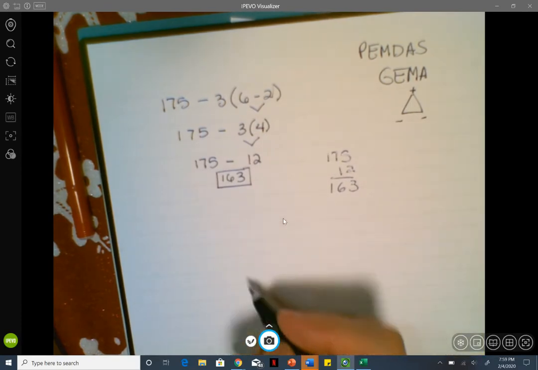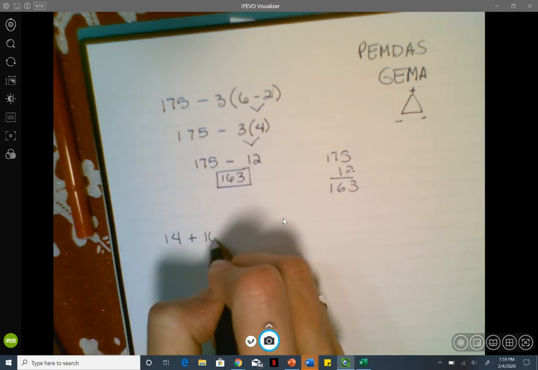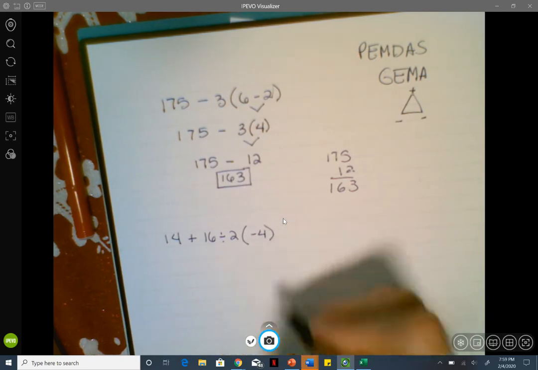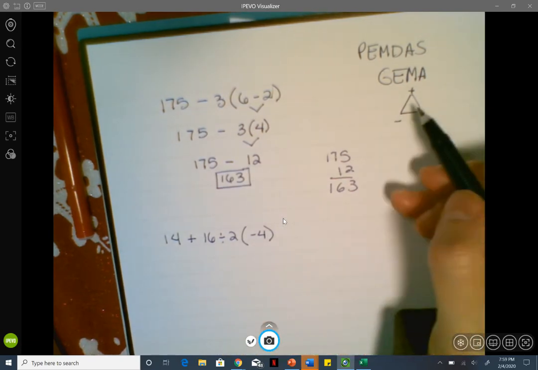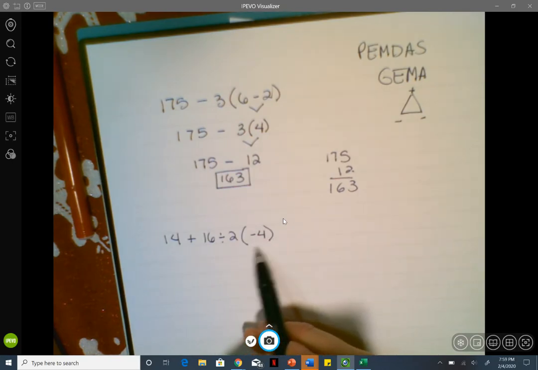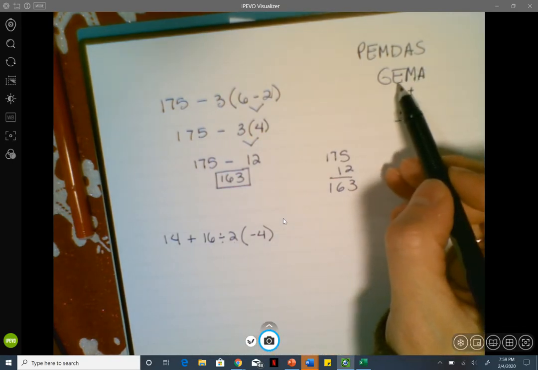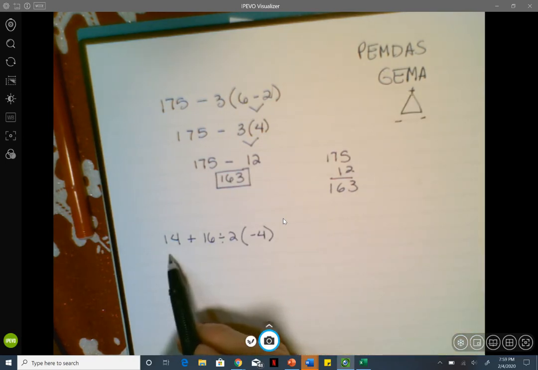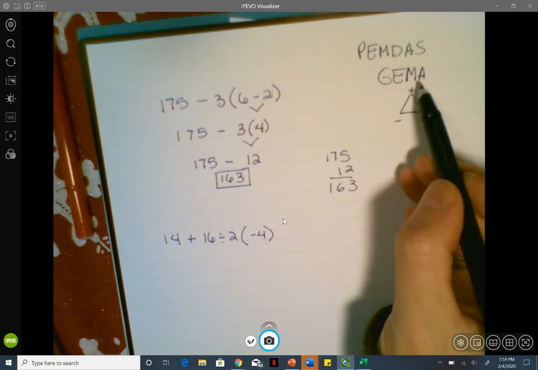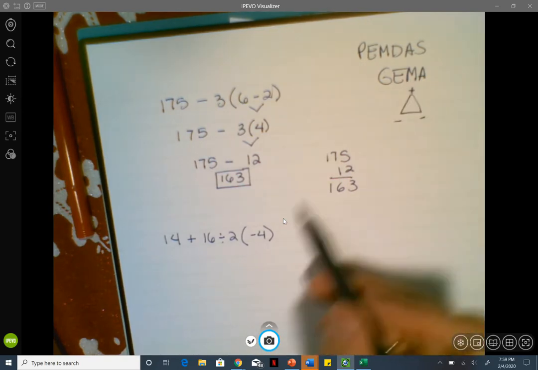Well, let's try another one. Let's do 14 plus 16 divided by 2 times negative 4. This time I'm going to use GEMMA. So first I'm going to look for groupings. And I can see parentheses here, but that means multiplication. So I'm going to skip that. I'm going to look for E, exponents. 14 plus 16 divided by 2 times negative 4. There's no exponents. And now I'm going to look for multiplication or division from left to right.